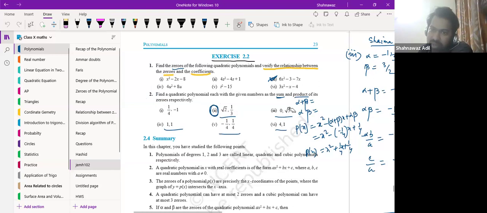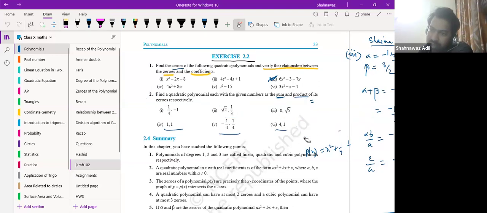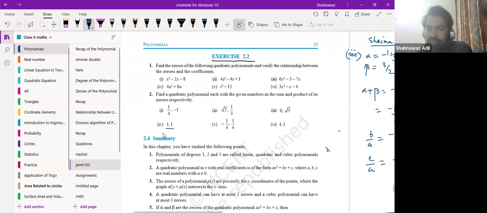So how do you solve this question? How do you solve, let's say, this fourth one? Find a quadratic polynomial with given numbers as the sum and product of its zeros. So how do you write the quadratic polynomial? You remember this question. Whatever question you pick, let's say this one. So what would be the quadratic polynomial?